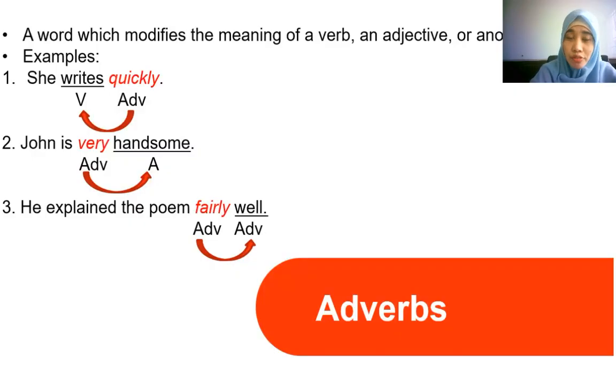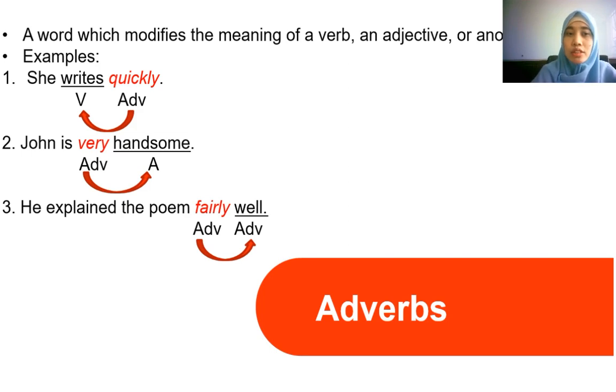Yeah, so an adverb is a word which modifies the meaning of a verb, an adjective, or another adverb. What it means by modify is the adverb gives additional information about the verb, the adjective, or the adverb. For example, number one, we have she writes quickly. So quickly here is an adverb which gives the information about how she writes, or it modifies the verb writes.